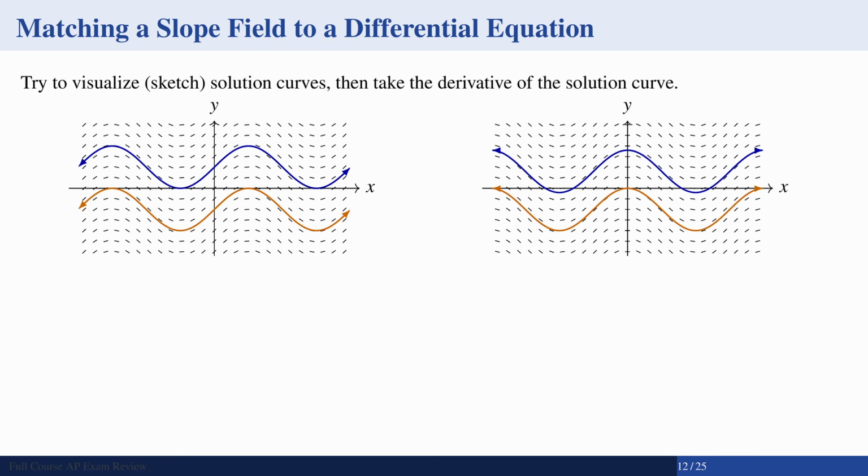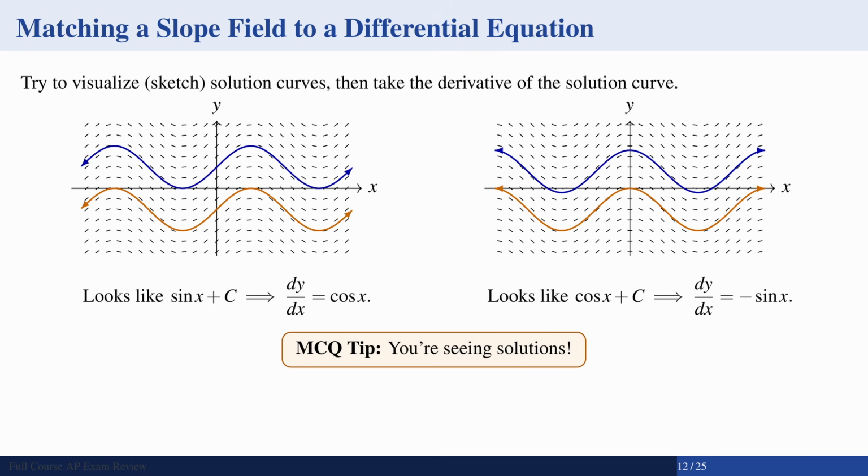Looks sort of vaguely like sine of x plus c to me. And then the other one looks roughly like cosine of x plus c. So to get the differential equation, I just differentiate those. So if I think it's sine of x plus c, the derivative of that is cosine, so dy/dx should be cosine of x. Now what might happen in a multiple choice question is maybe the option is 0.5 cosine or 3 cosine, right? That would be like a y scaling issue.